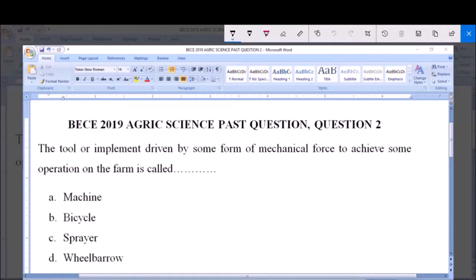Now, we are asked for the tool or implement driven by some form of mechanical force to achieve operations on the farm. We say it is called dash. Now, we are given these options. Let's analyze them. Number A, we have machine. Now, farm machines, in simple words, are tools or implements.